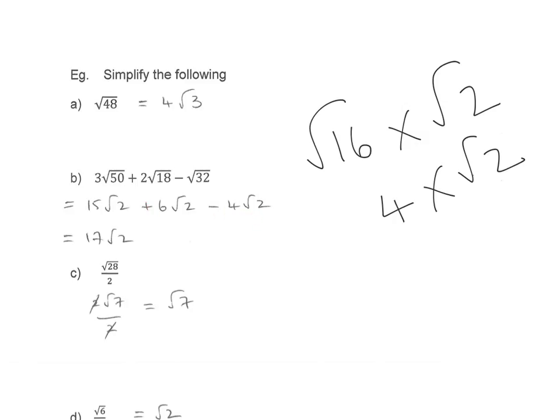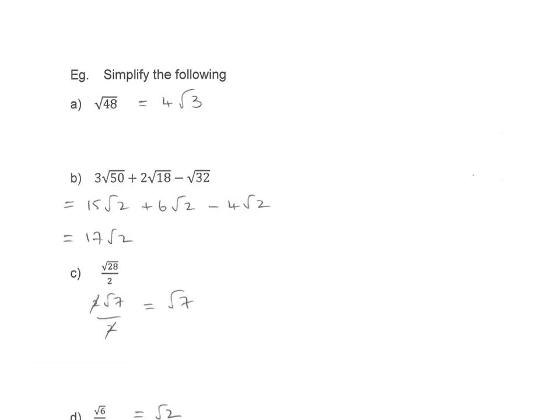So we've got a mixed addition and subtraction question here, but you'll see that they all have a root 2, which means we can simply add the 15 and the 6 and take away the 4, giving us 17 root 2 as the answer.